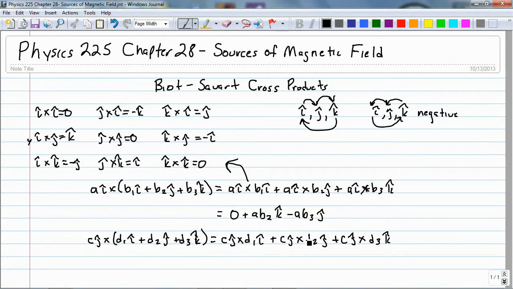Okay, so there's all my cross products. And now I have j cross i. So j cross i is minus k. So I'm going to have a minus c d1 k hat. j hat and j hat is 0. And j hat cross k hat is in the i direction. So I'm going to have plus c d3 i hat. So this is how to use the vectors and the cross products when you're doing your problem in the homework.